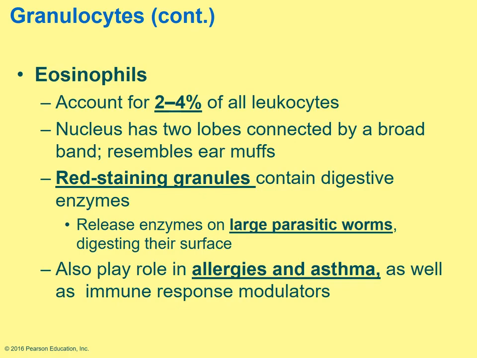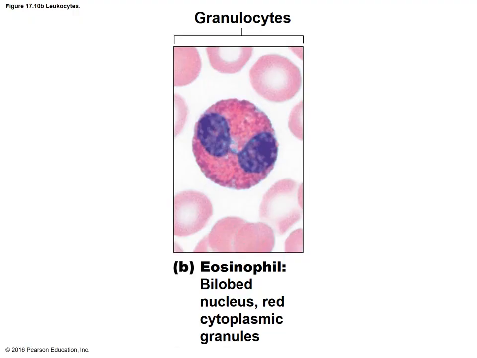Eosinophils are going to be seen when you have like a parasitic infection. They also play a role dealing with allergies and asthma. So as you can see here, the eosinophil is that bilobed, meaning it has 2 lobes with that connecting strand, if you will, but then the granules in the back look red. Remember the neutrophils, it was red and blue, but here it's just red.